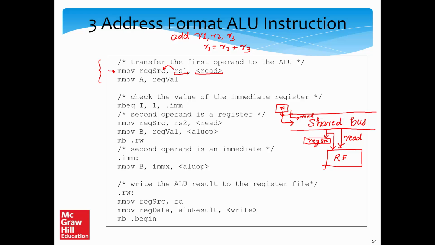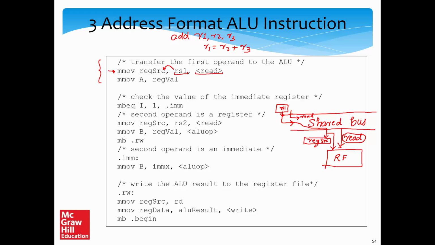So then the register file will see that the read command is meant for itself, so it will activate itself, and it will see that a read is being sent. Along with that, the contents of RS1 are being sent. So it will do two things. We are also asking the register file to move the contents of RS1 to reg source. So it will do that. The contents of RS1 will be moved to reg source.